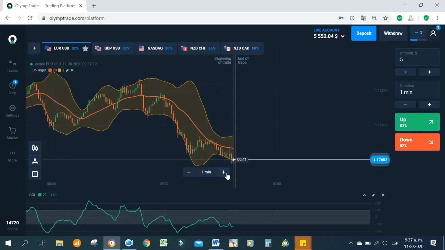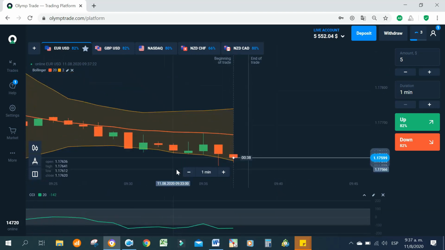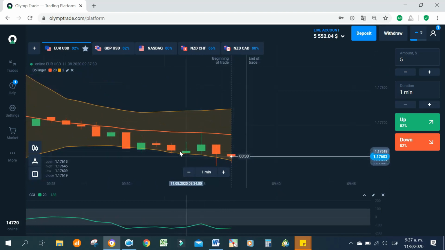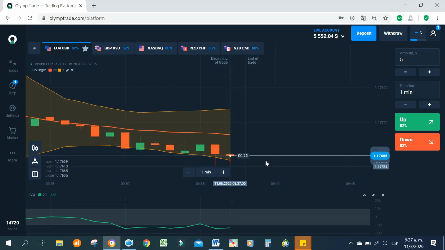this. Let me zoom in. It is also on the oversold zone of the Bollinger Band. So we are about to make an entry, a call option.